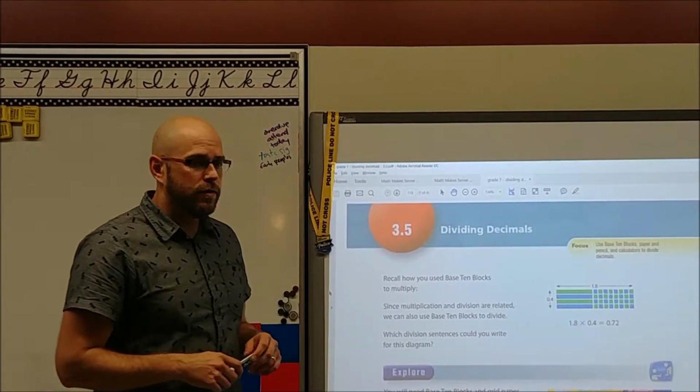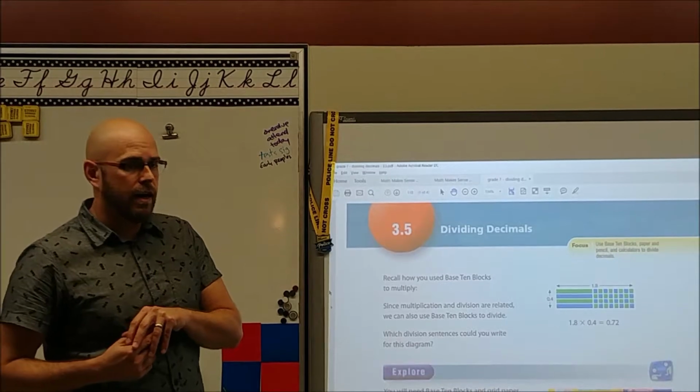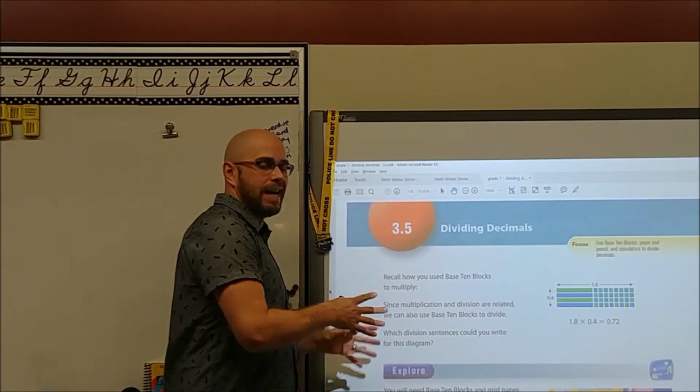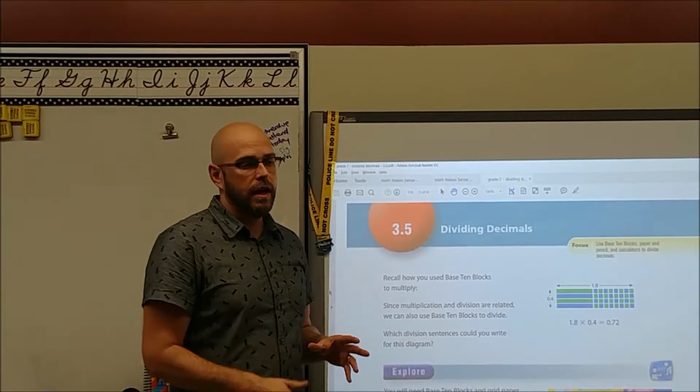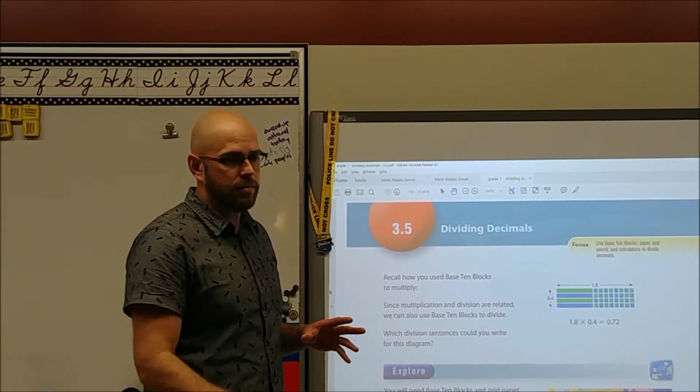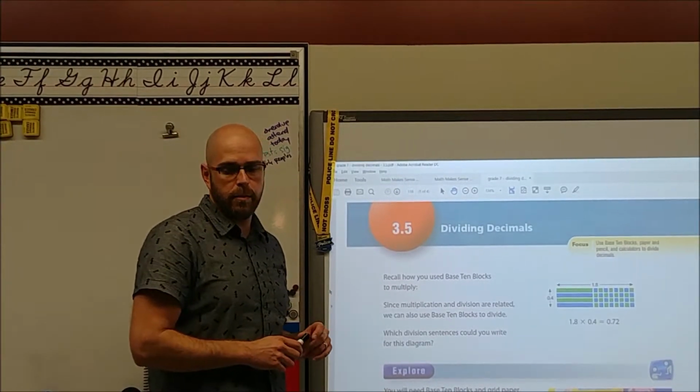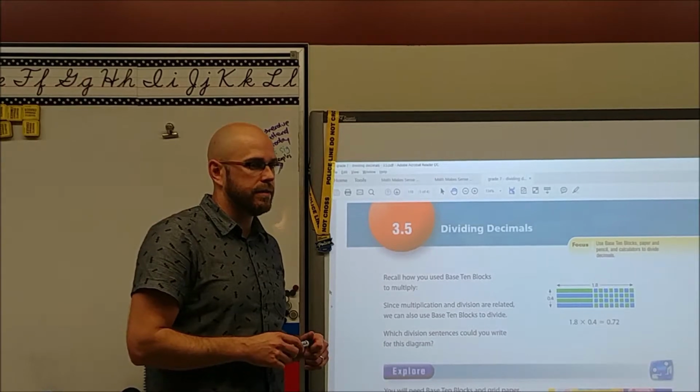Grade 7s, we're doing 3.5, dividing decimals. But first we're going to take a look at our concept from last week, which was multiplying decimals. And we used this model. I'll just pause for those of you who are drawing at their show me boards. I want to make sure that you are with us.